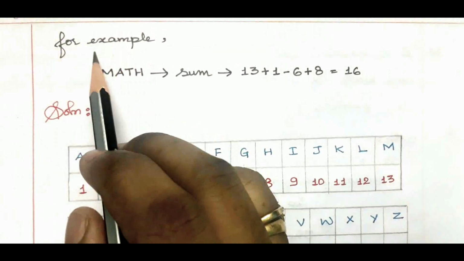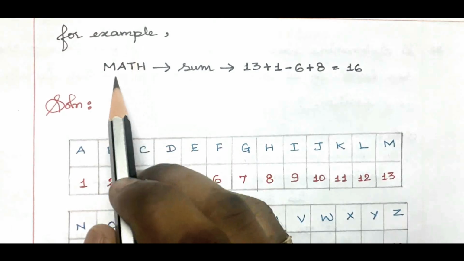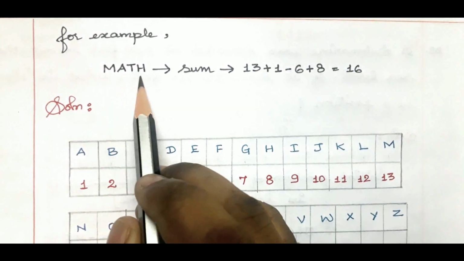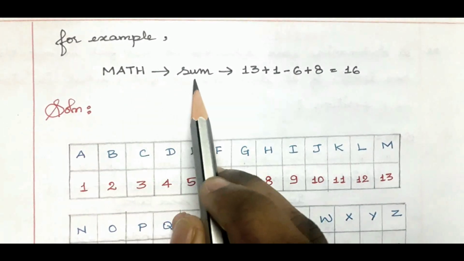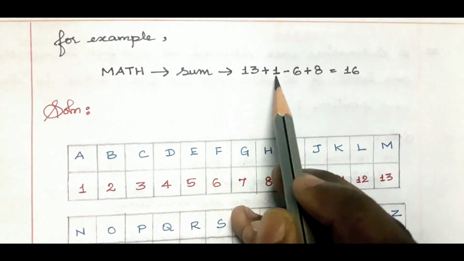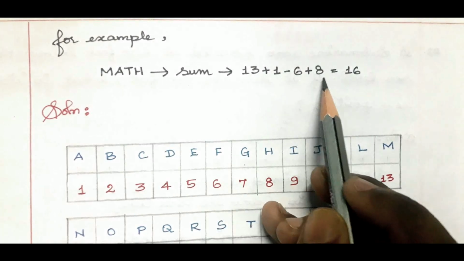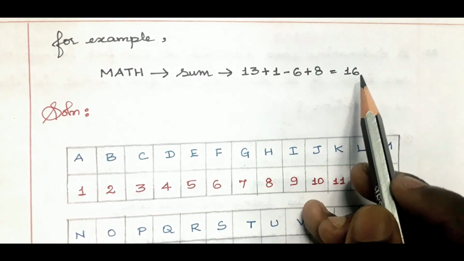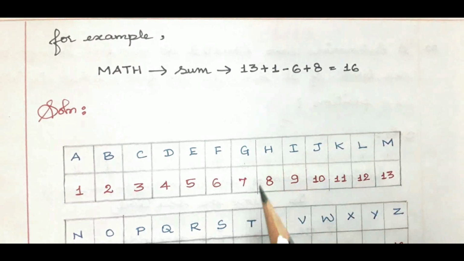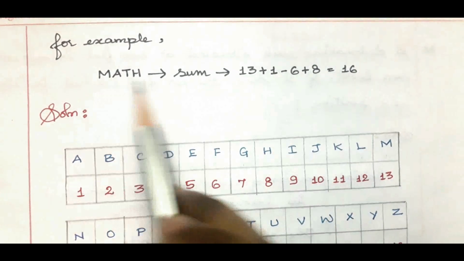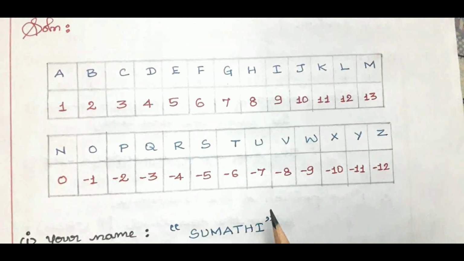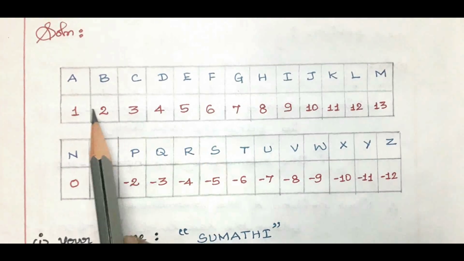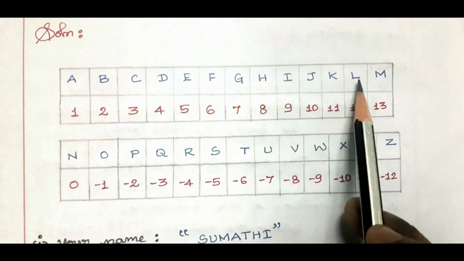So in the question they have given an example, MATH. Math is the name and we have to sum these integers. They have given the sum 13 plus 1 plus minus 6 plus 8 is equal to 16. You should be clear how it came: each letter carries a number. Okay, so solution, as they said, we are going to assign numbers for the given alphabets.